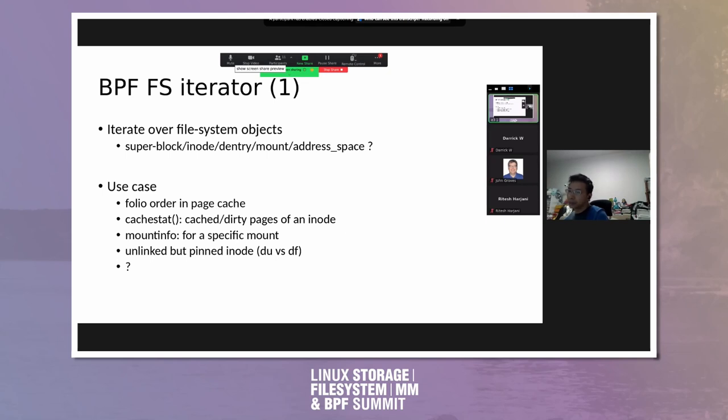And another use case is cache status. I think some developers in the community have proposed adding a new syscall to do that. It proposed a syscall, cachestat, to return the cached, dirty and writeback pages of one inode. But I think with a BPF file system iterator, there is no need to add a new syscall. We can just implement it through the BPF iterator.